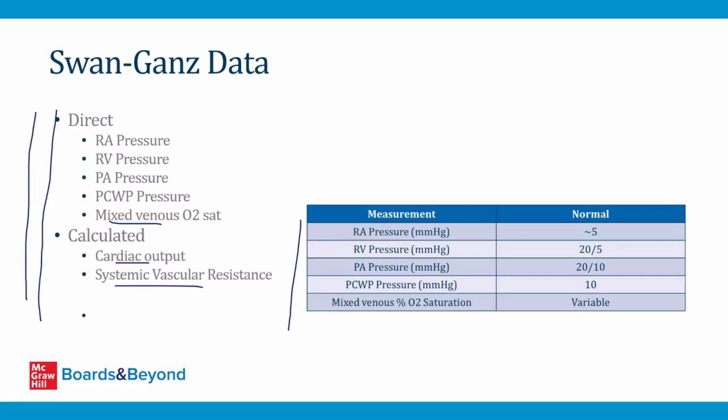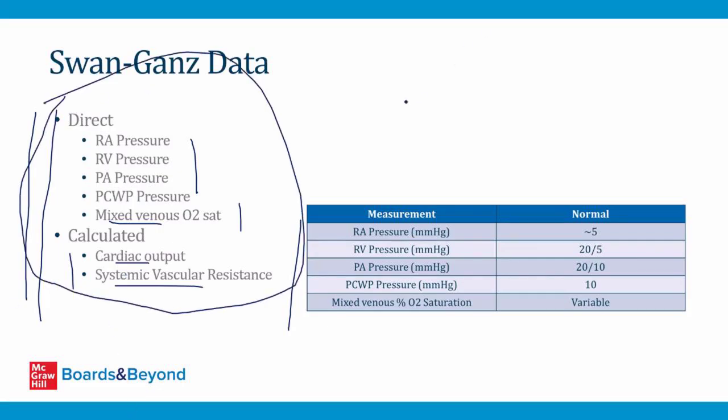In other words, each of the 4 forms of shock I told you before has a profile in terms of the pressures and the mixed venous sat and the cardiac output and the SVR. And we're going to talk about in the rest of this video what those profiles are. So I first wanted you to understand where all these values come from.